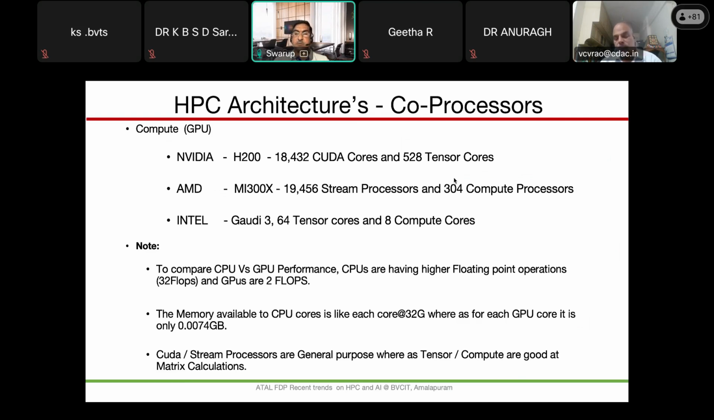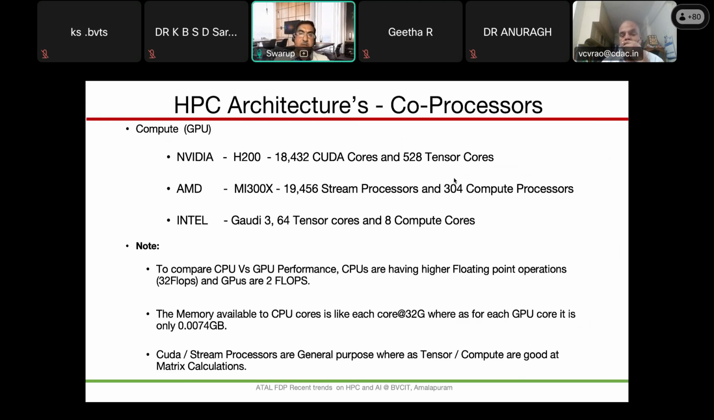Now, AMD has the MI300X, that is 19,456 stream processors and 304 compute processors. Intel has come with the Gaudi 3, that is 64 tensor cores and 8 compute cores. So here again, Intel is actually way below the other two compared to the number of cores it is offering.